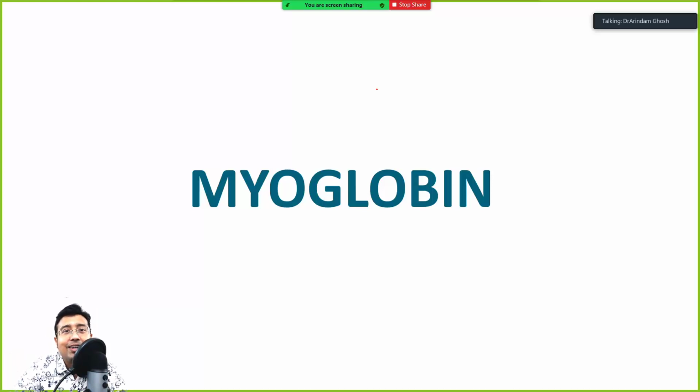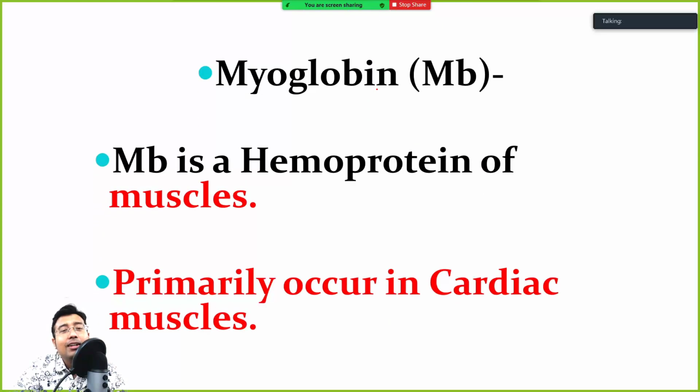So now myoglobin. Hemoglobin is over. Now we move on to another hemoprotein, that is myoglobin. Again we will take up myoglobin just like we took hemoglobin, but in much less detail. We spent 6 to 7 lectures on hemoglobin. We will spend hardly 20 minutes maximum on myoglobin. Myoglobin is a hemoprotein of muscle. Mainly it is found in red muscle fiber, the red meat that we call.